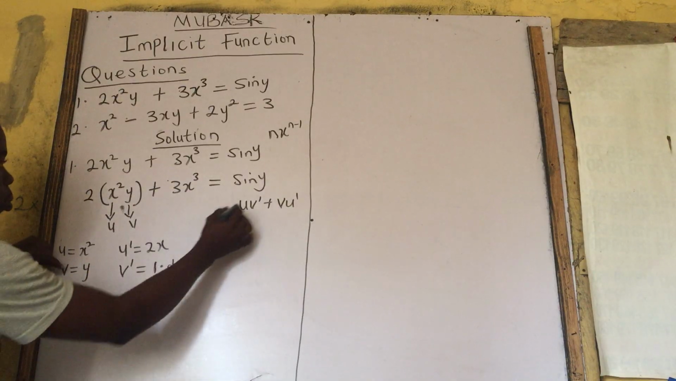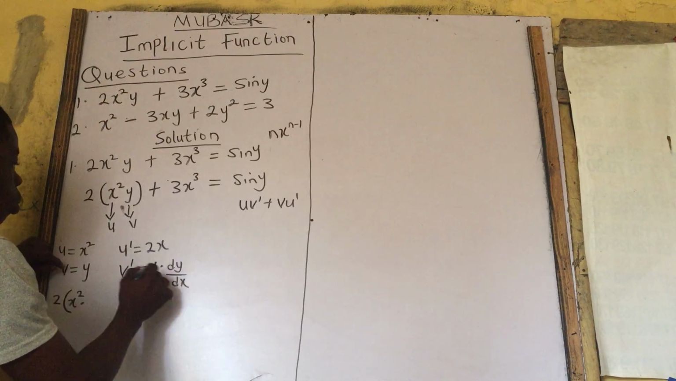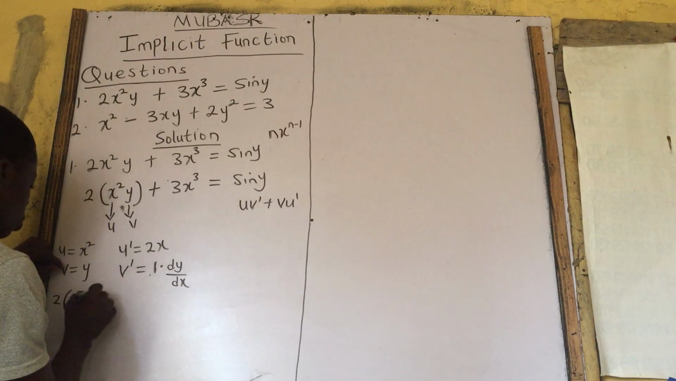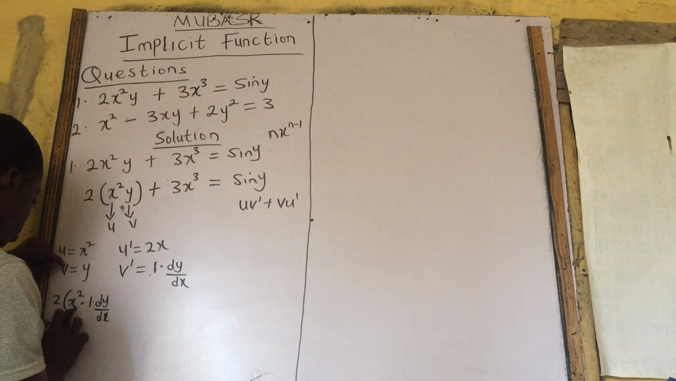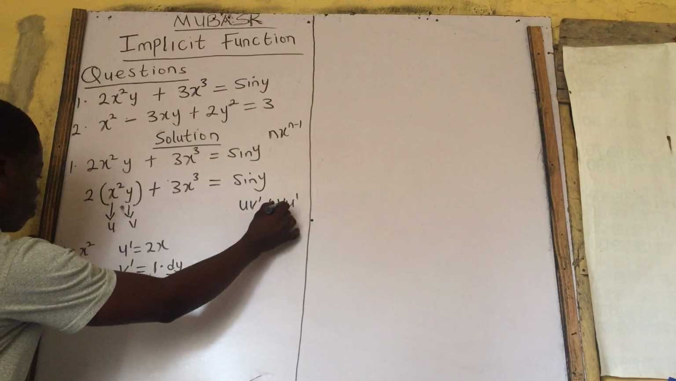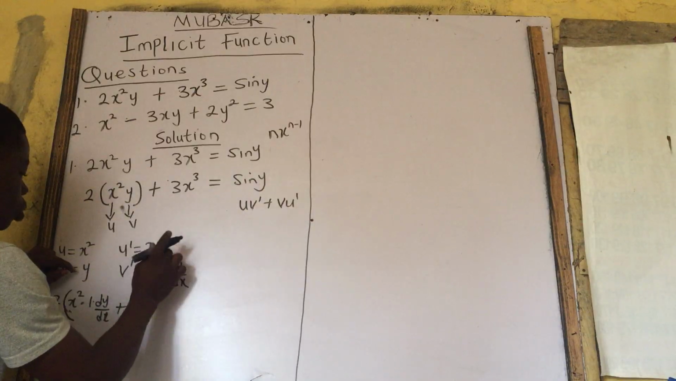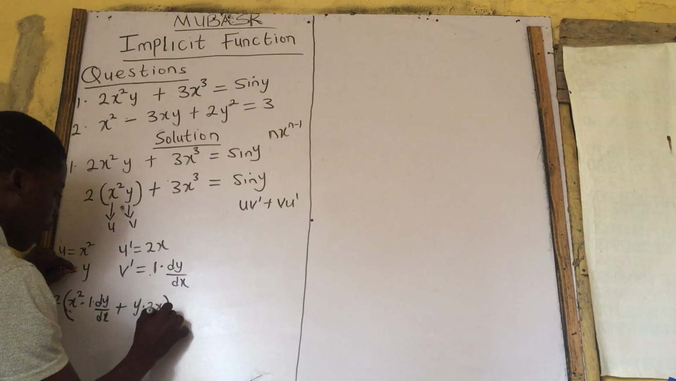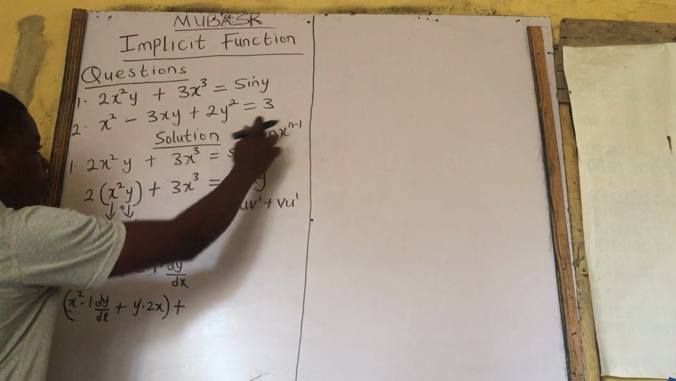2 open brackets. What is our u? Our u is x squared multiplied by our v prime, which is 1 multiplied by dy over dx. Plus our v, which is y, multiplied by our u prime, 2x, close bracket, plus the derivative of 3x cubed, giving us what?